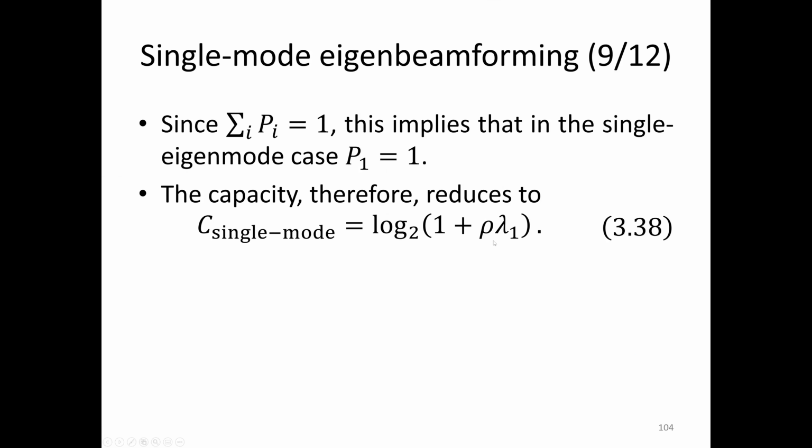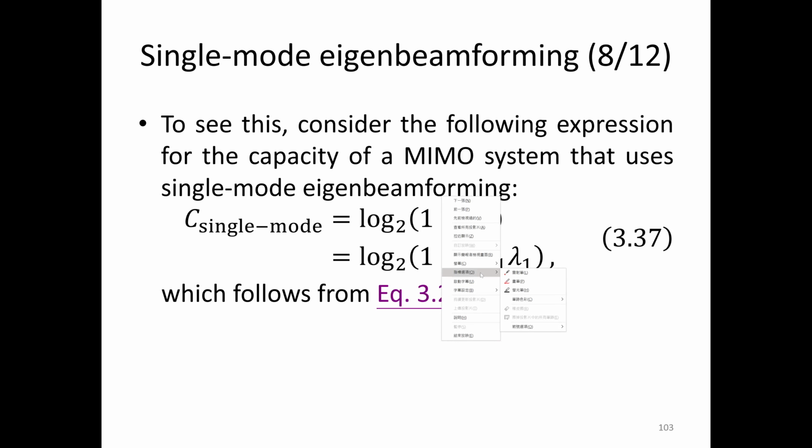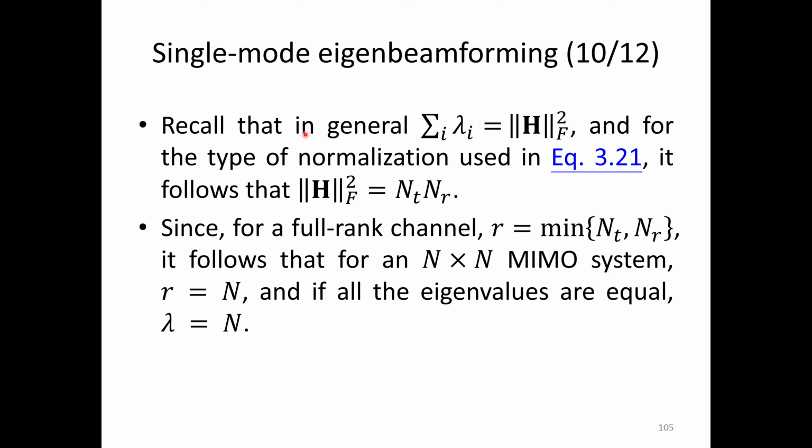We can see from the previous slides that P_1 is equal to 1, so P_1 can be cancelled. The remaining term is log 2 of 1 plus rho times lambda_1. Recall that in general, the summation of lambda_i is equal to the square of the Frobenius norm of the channel matrix H. And for the type of normalization used in equation 3.21, let us go to equation 3.21.